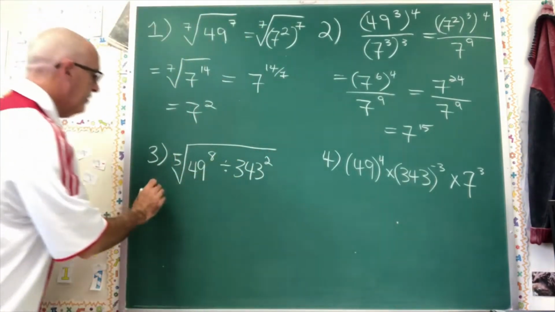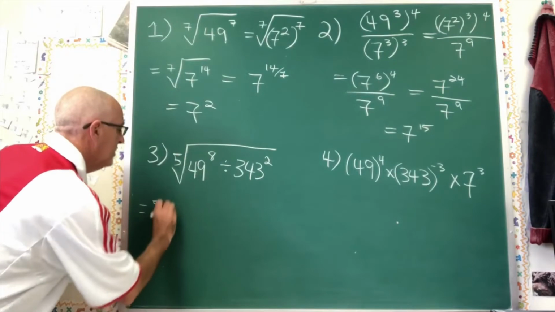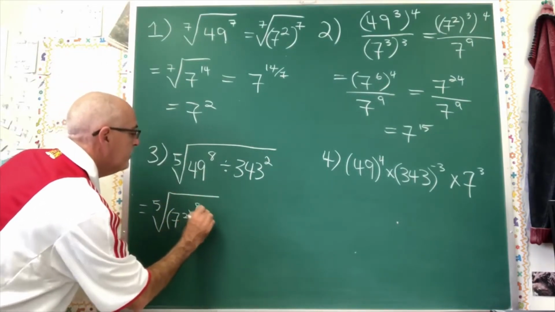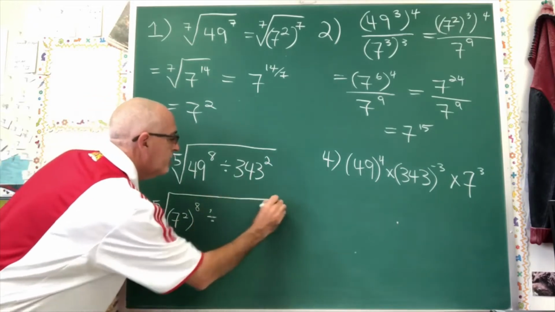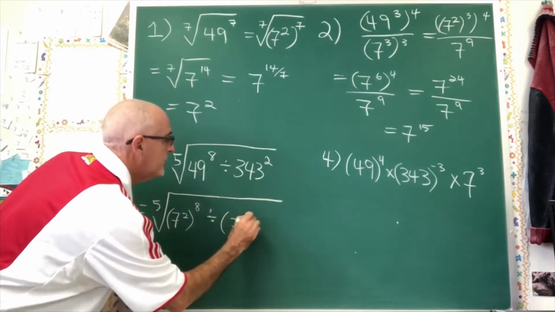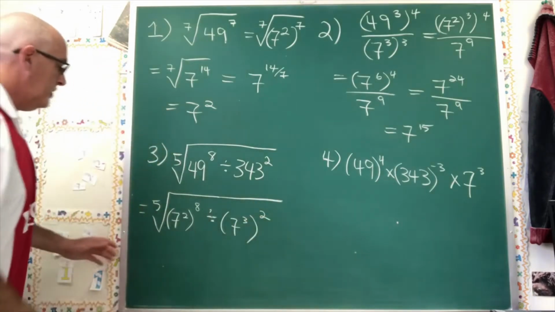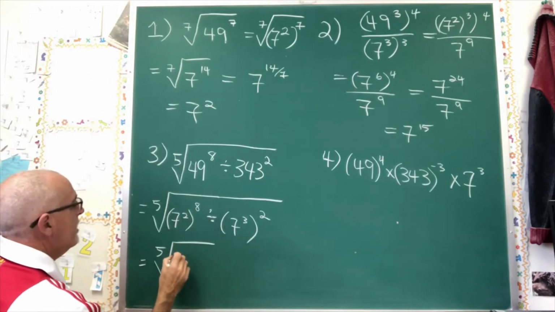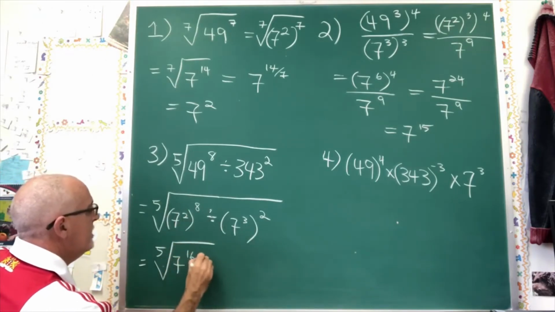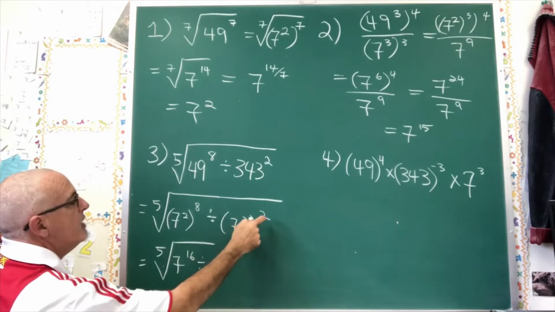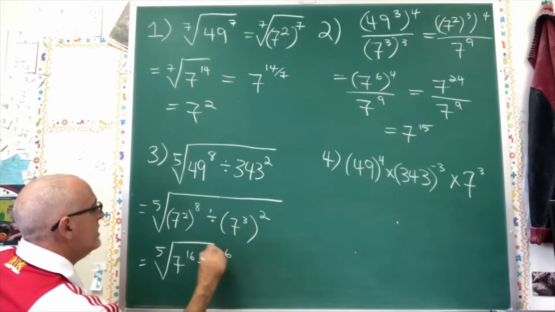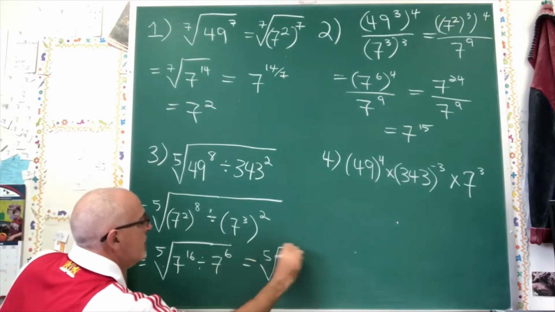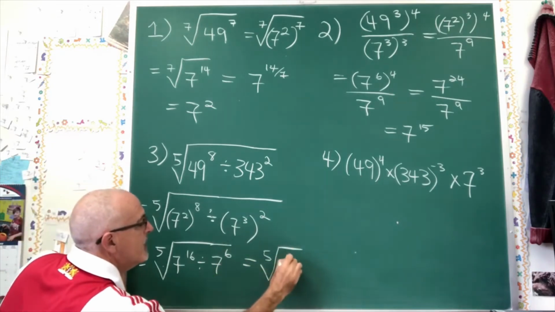Now we have a 49, that is 7 squared, which still has to be brought to the power of 8, and a 343, which is 7 cubed, has to be brought to the power of 2. 7 squared to the 8 is 7 to the 16. 7 to the 3 squared is 7 to the 6. I'm dividing, so I subtract exponents. I have 5th root of 7 to the 16 minus 6, which is 10.